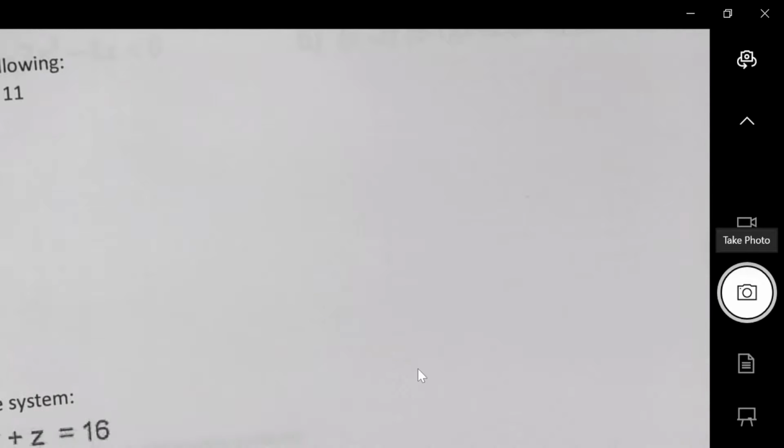Okay, this is the recap of the last unit we just did a test on. Okay, so number one, what do those symbols even mean to you?